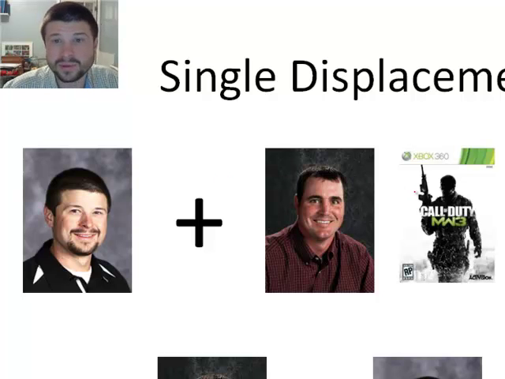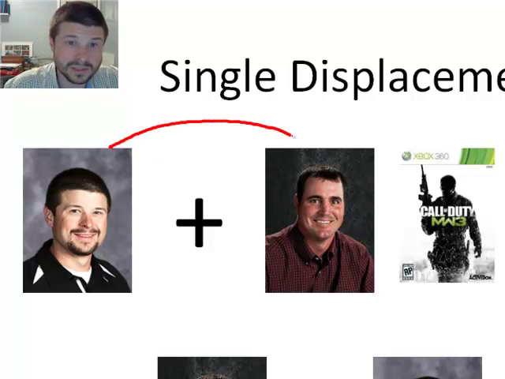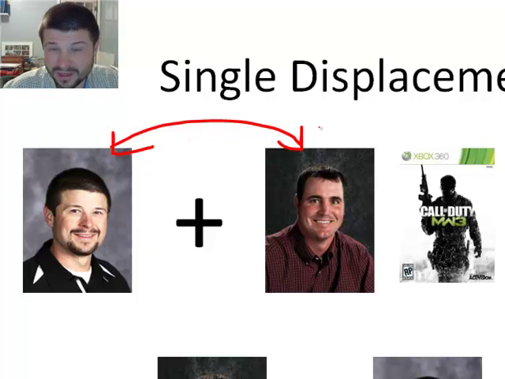Okay, so I do not have anything that's paired up with me. Coach Ruff has something paired up with him. He is a compound, and what he has paired up with him is the Call of Duty Modern Warfare 3 game. So a single displacement is where a single element and an element in a compound switch places. So our single element will switch places with our element in the compound, and that would be Coach Ruff and I.